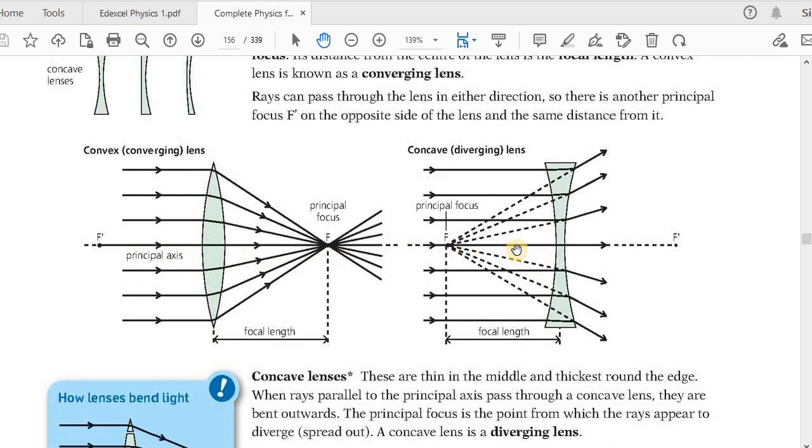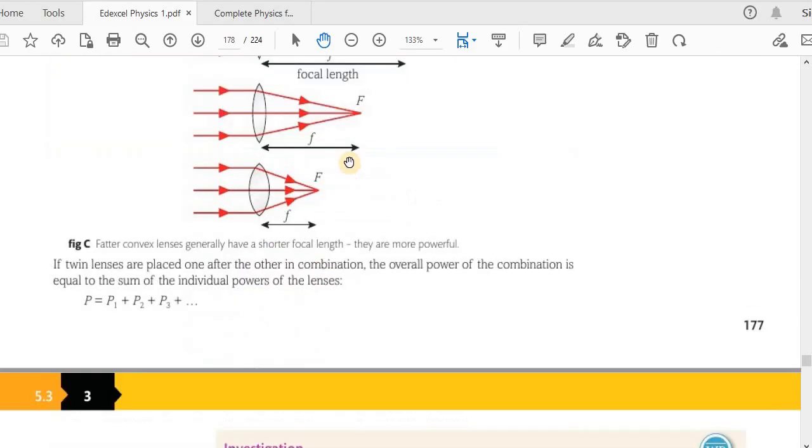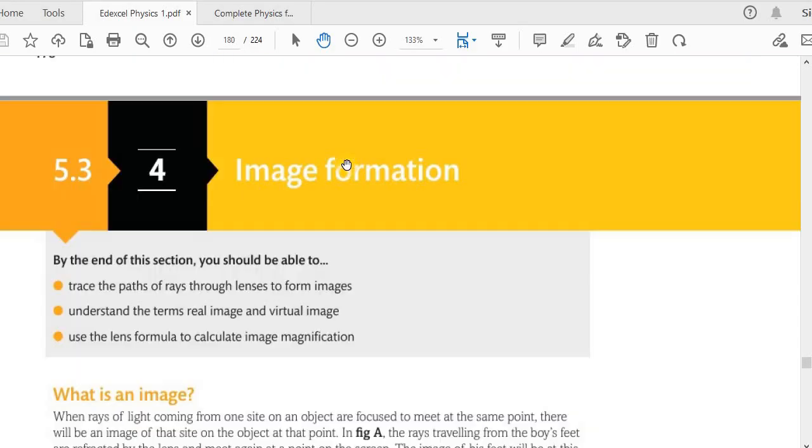You see this dashed line here, and here F prime and F, they are the principal foci. So principal focus is here. On this side also you have a principal focus. This principal focus is also called the focal point. Remember, we learnt it in the previous lesson. Focal point, focus, principal focus, all mean the same thing.